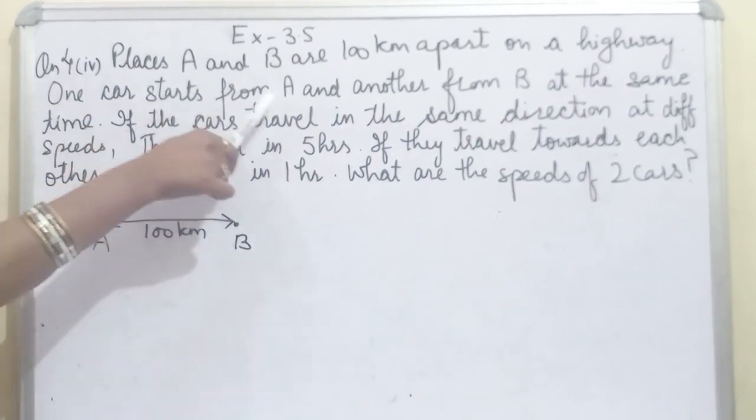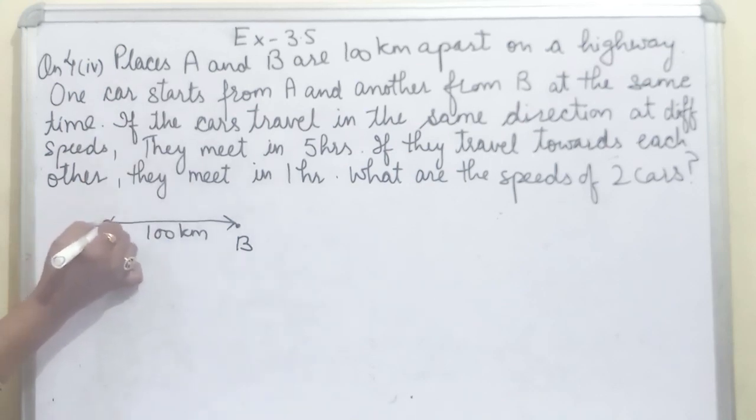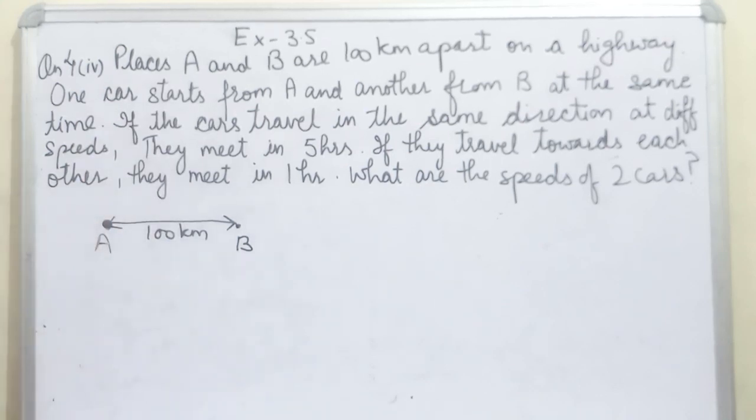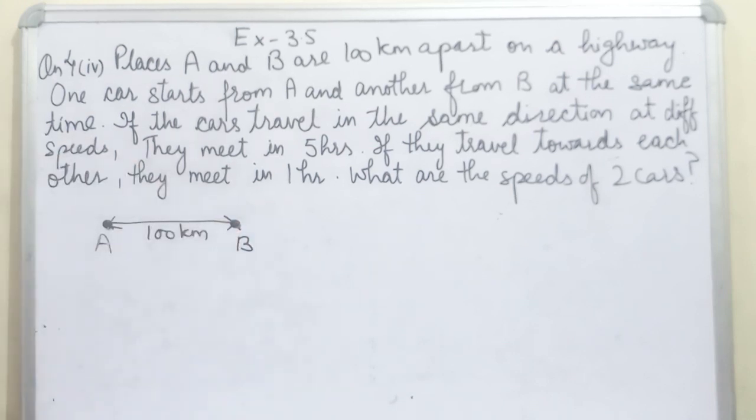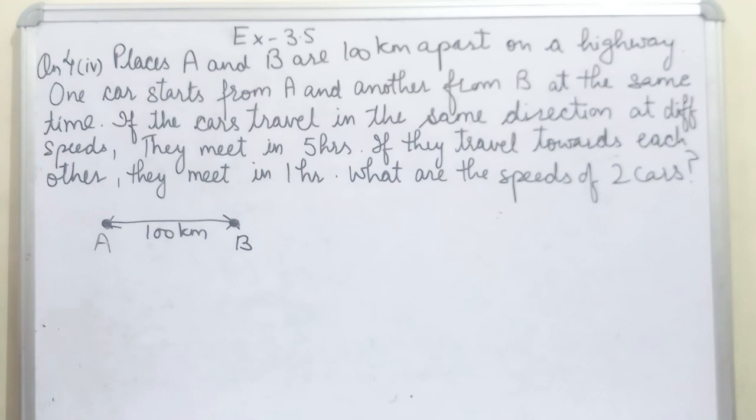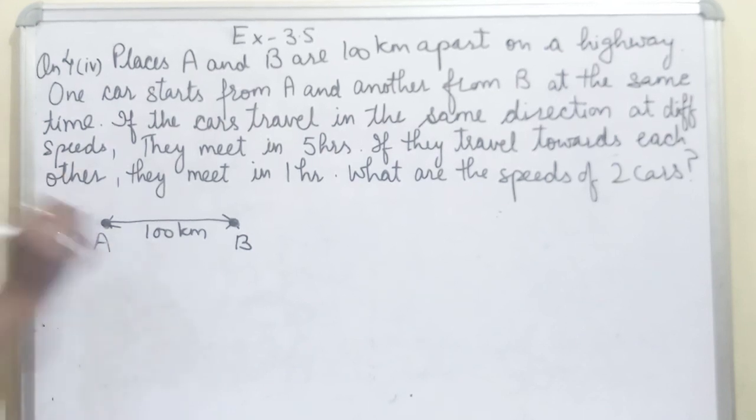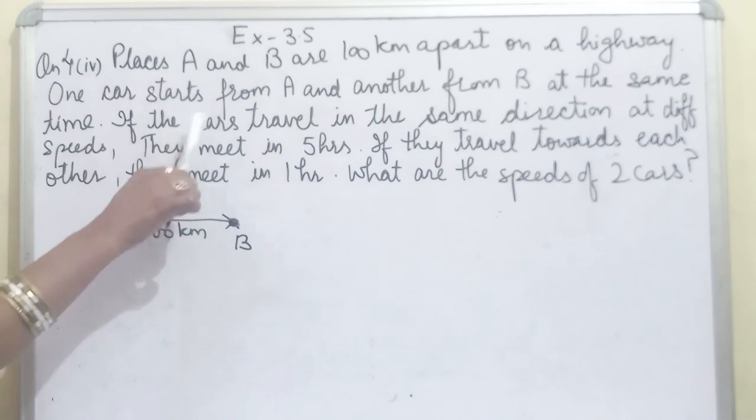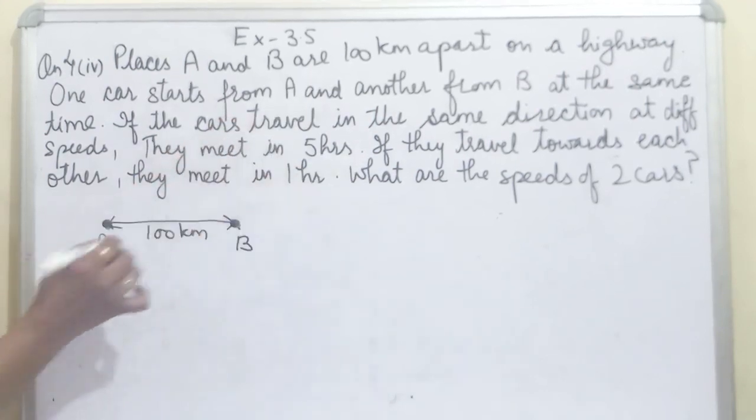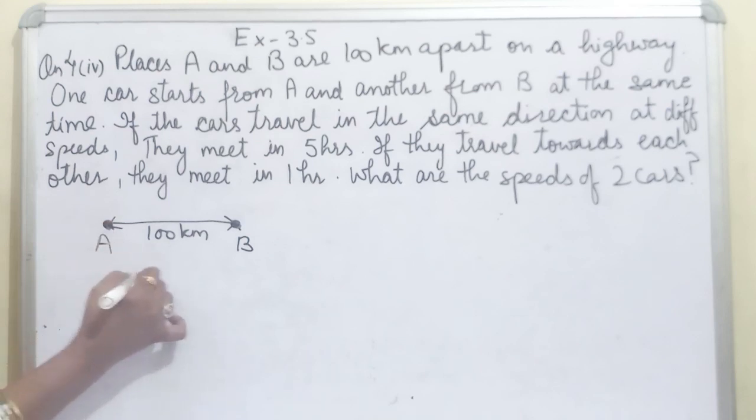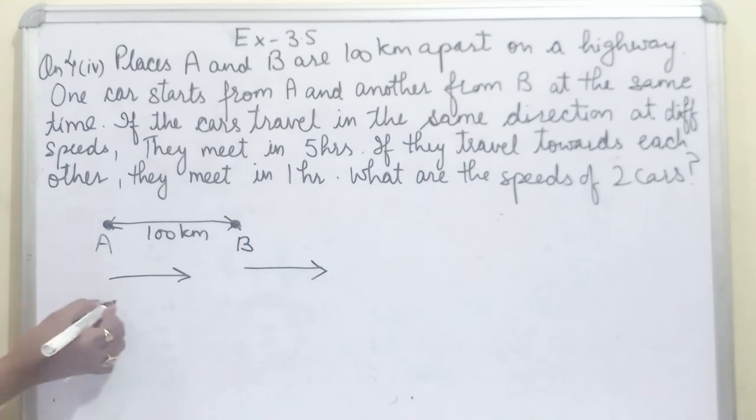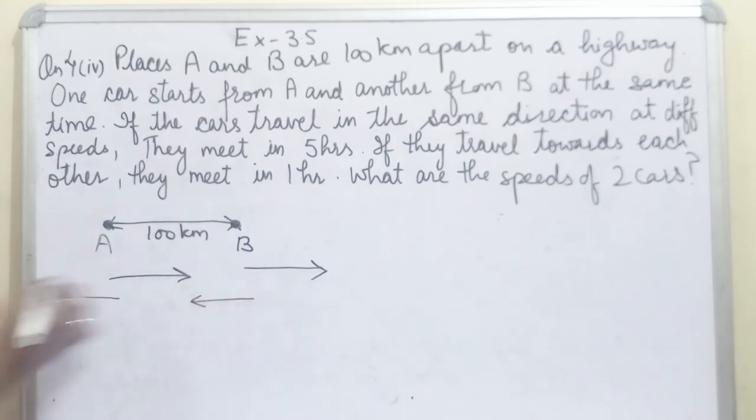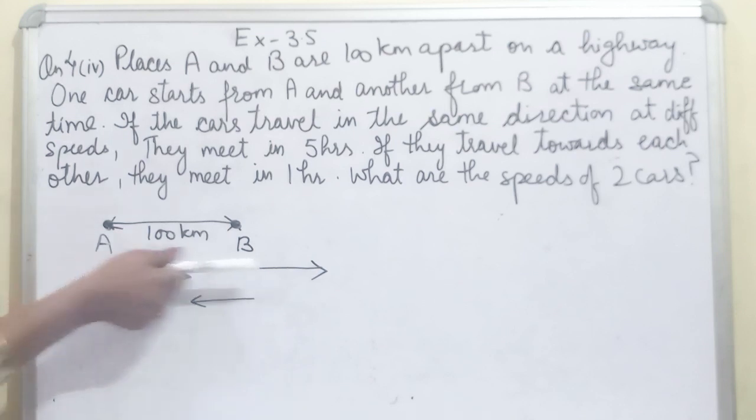One car starts from A. That means there's a car at place A, and it starts from here. And another car starts from here, from place B. And they are starting at the same time. If the cars travel in the same direction, that means the cars are moving in this direction or in this direction, because it's saying that the cars are moving in the same direction.